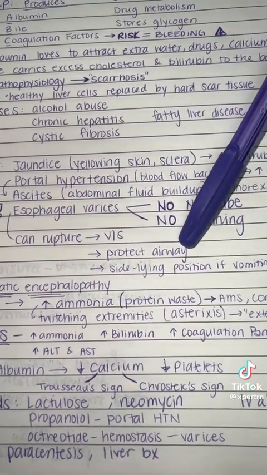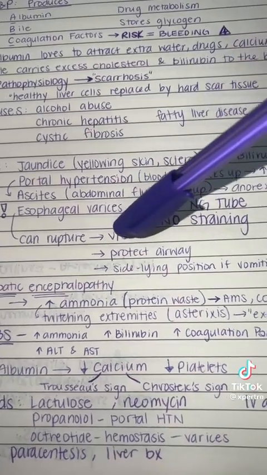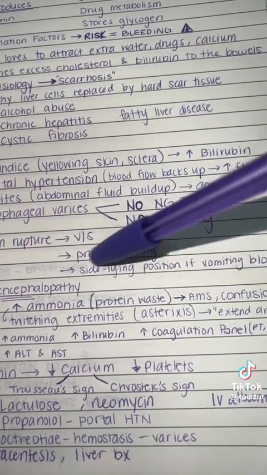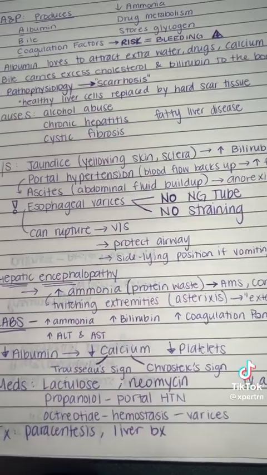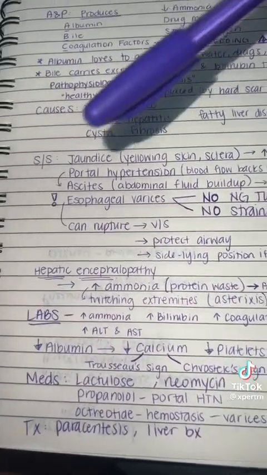I want to protect that airway. I want to check their vital signs. And I want to put them in a side-lying position if they are vomiting that blood. Obviously, you don't want them to aspirate.